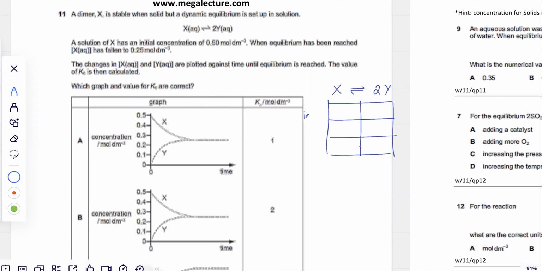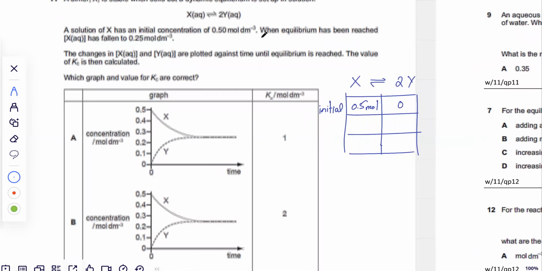So I have my initial moles. How many moles did he put in the container? A solution X has an initial concentration of 0.5 mole per dm cube. So initially per dm cube, there's 0.5 moles in the container, and there is no y. So y is completely absent. So 0.5 mole per dm cube of x was put in a container.